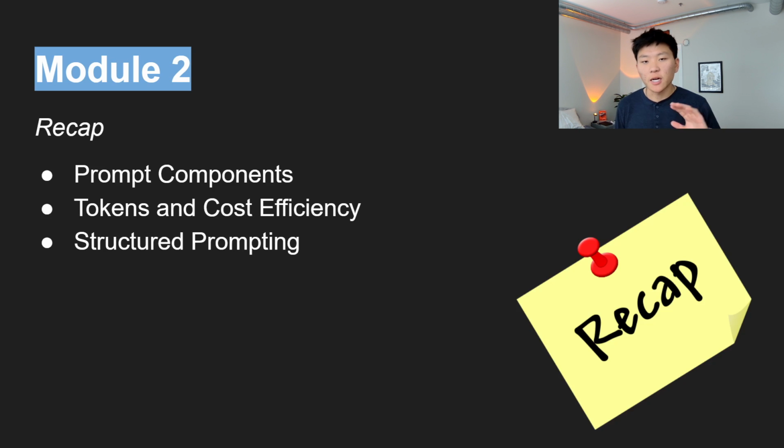Quick recap of Module 2. We talked about prompt components, we talked about tokens and understanding the cost efficiency, and then we talked about structured prompting and AI hallucination. So now that you've got these concepts under your belt, you have a solid foundation to start creating effective prompts. So we're going to go into that next module where we talk about essential techniques. So let's just move on to Module 3.